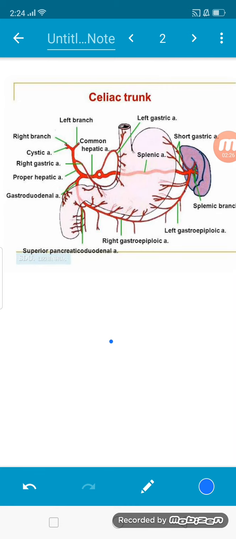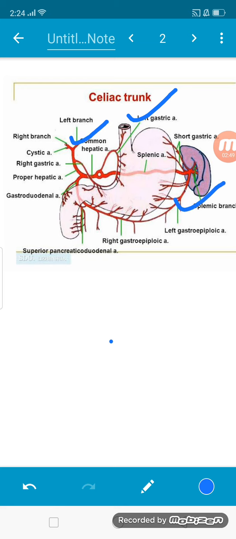Let's specifically talk about these three major abdominal artery branches. One of them is the celiac trunk. The celiac trunk, which is this, gives three major branches. One of them is the left gastric, which is this. The other is the common hepatic artery, which is this. And the third one is the splenic artery.